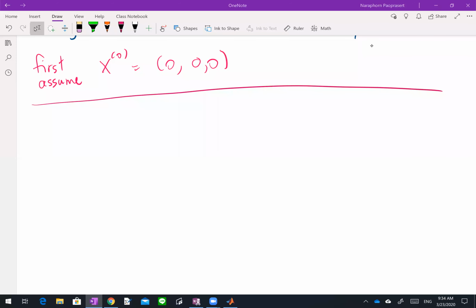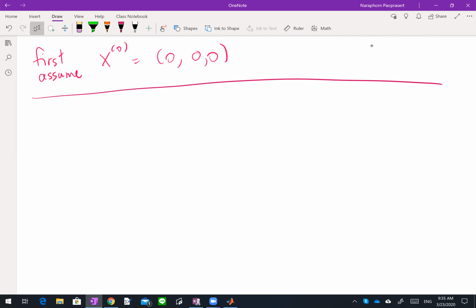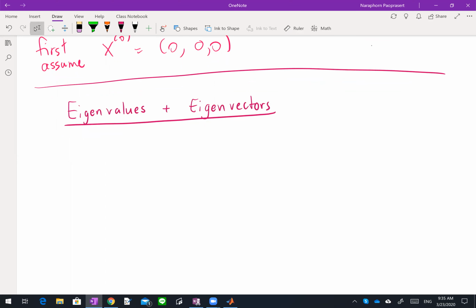Okay, so now let's begin the second half of the semester. In my part, these are the topics that I have to cover for the rest of the semester. Basically, for the second half of this class, we will talk about eigenvalues and eigenvectors. The tools and things that we'll talk about are going to be related to eigen.